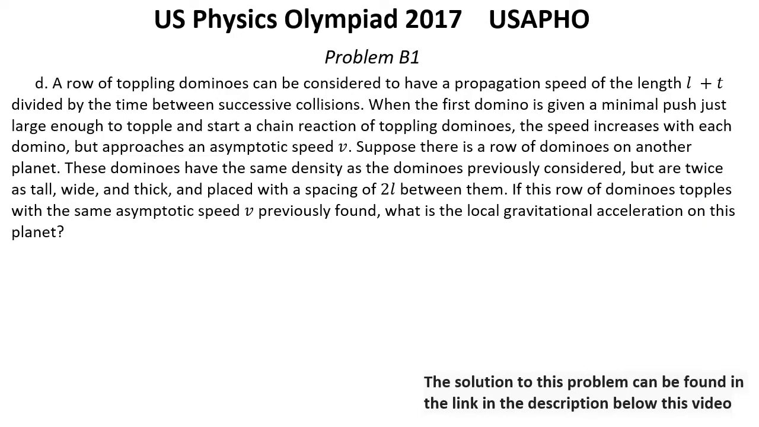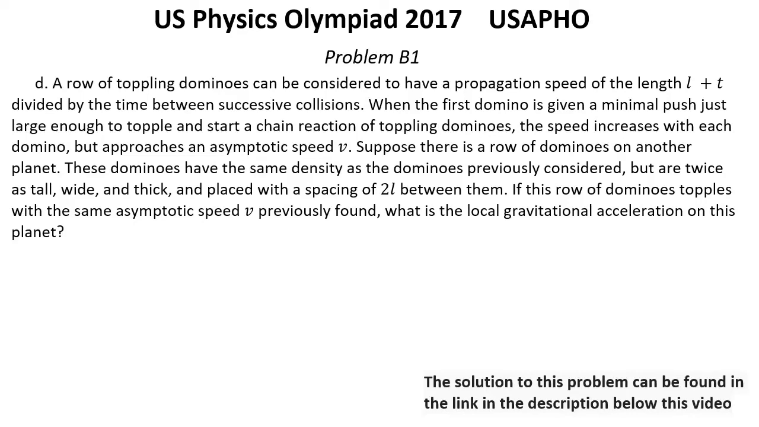Question D. A row of toppling dominoes can be considered to have a propagation speed of the length L plus T divided by the time between successive collisions. When the first domino is given a minimal push, just large enough to start a chain reaction of toppling dominoes, the speed increases with each domino, but approaches an asymptotic speed v.